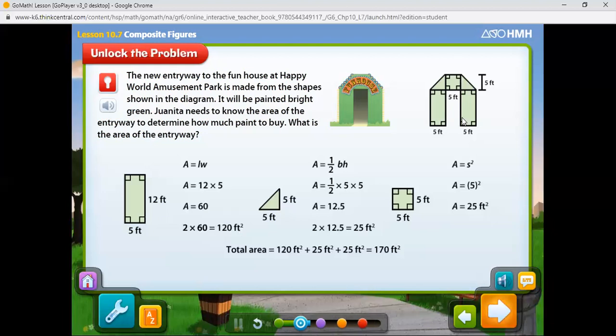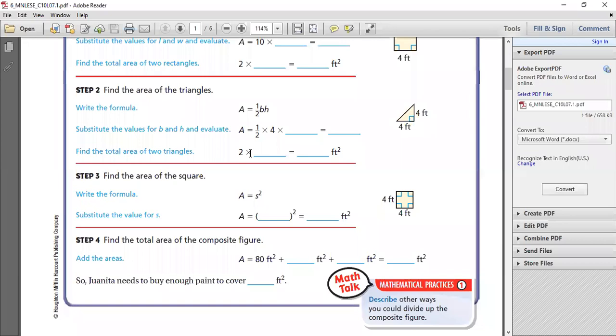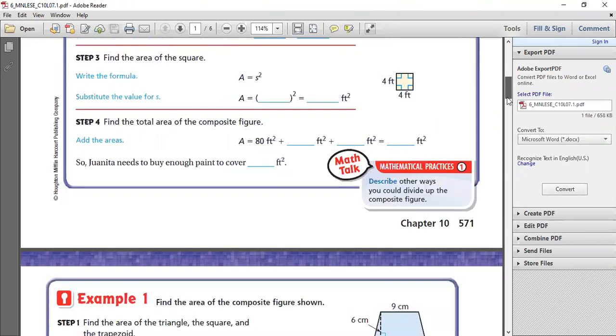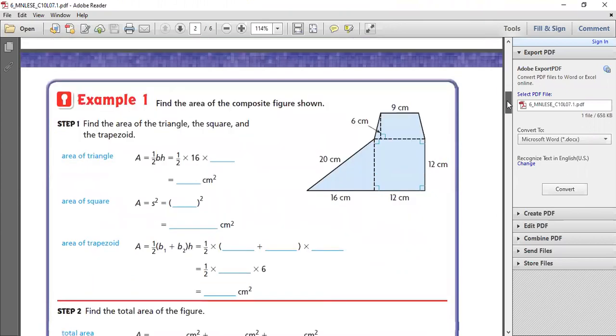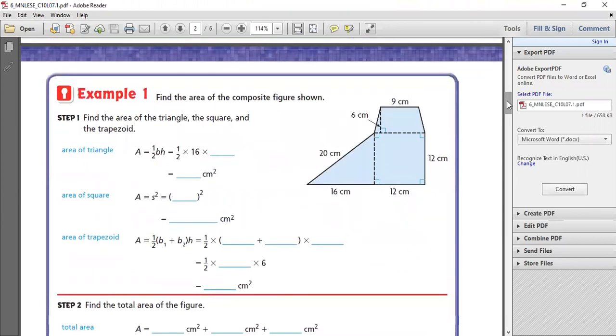Okay, now let's go back and complete our work. Now we'll be starting the next. I don't want you to do the questions yet. We will start with example 1. You will do it with me, okay? Find the area of the composite figure shown.